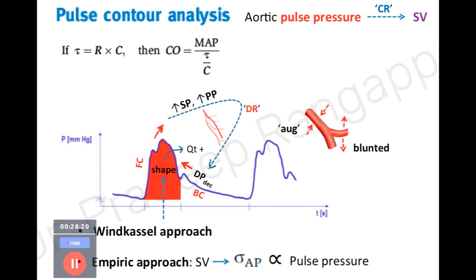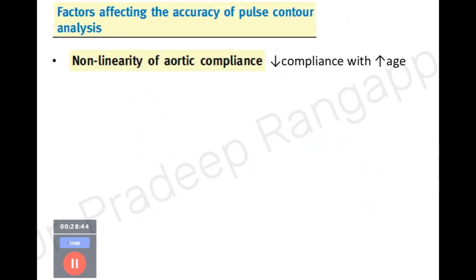So for all the listeners, the simple way of remembering the whole pulse contour analysis is by taking the area under the curve, and we need to understand the different components of the waveform which are influenced by the peripheral vasoconstriction and dilatation. If you remember that, that should be good enough. And the mathematical connotations that are used are the Windkessel approach. If you remember that much, that should be good enough.